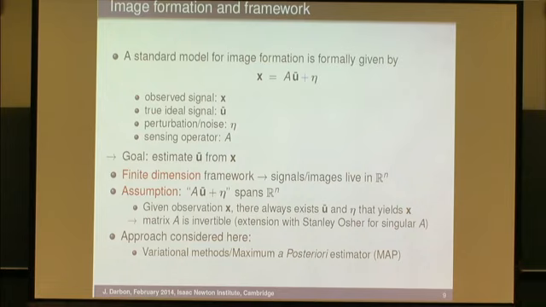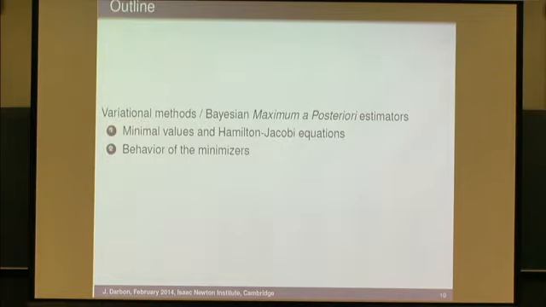In this talk, I will assume that this linear operator here, it will be a matrix, is invertible. And I won't talk about when A is non-invertible. We did some work with Stanosha, but we won't talk about that. And to do that kind of work construction, I will focus on variational methods. If you are doing Bayesian methods, then it is the maximum a posteriori MAP estimator. It's the same thing. Okay. So the outline is pretty straightforward.